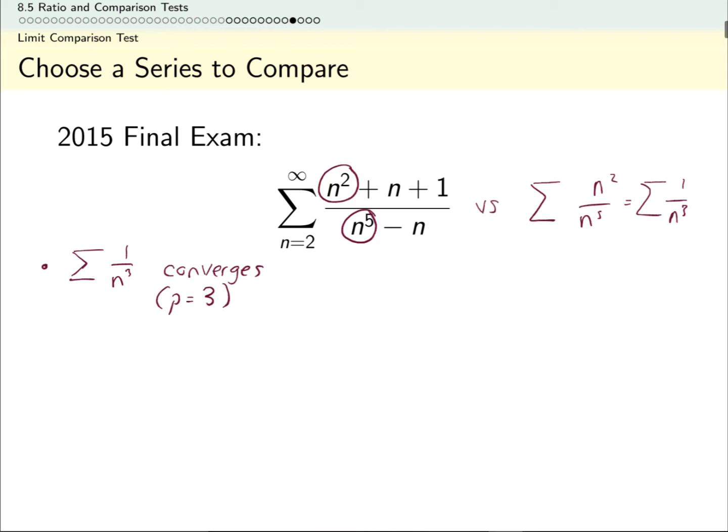For the direct comparison test, I would have to decide which of these series have bigger terms for large values of n.